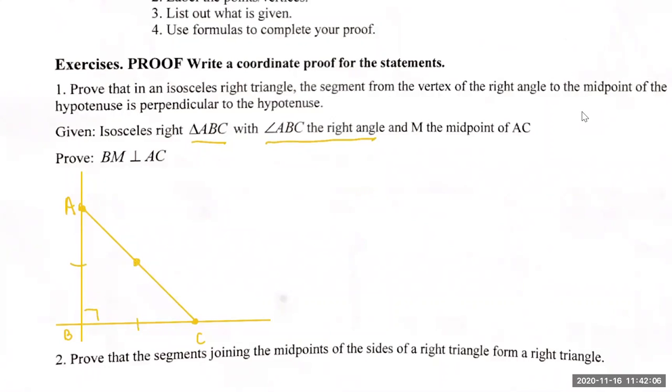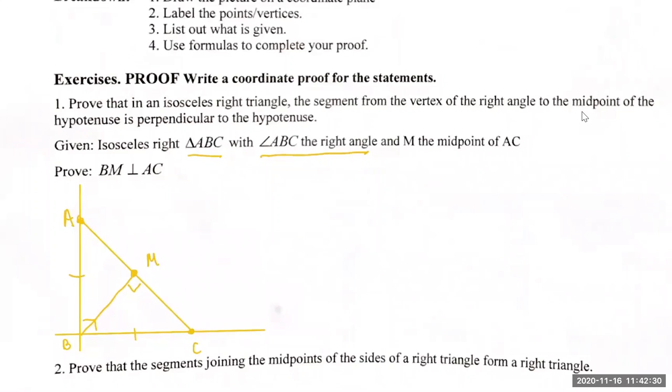So go ahead and put M here, the midpoint. They want me to prove segment BM is perpendicular to segment AC. So what I'm trying to prove is that this is perpendicular to this. Okay, so a couple of things with coordinate proofs. Coordinate proofs rely on Algebra 1 stuff, so formulas that you guys know from earlier in this year or from Algebra 1.